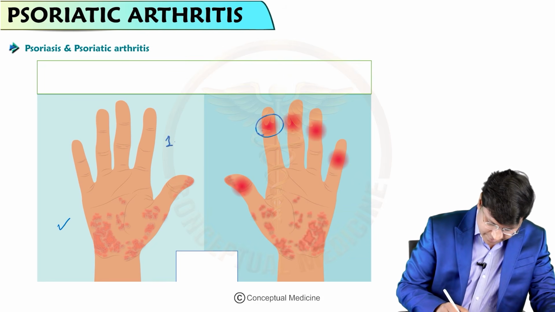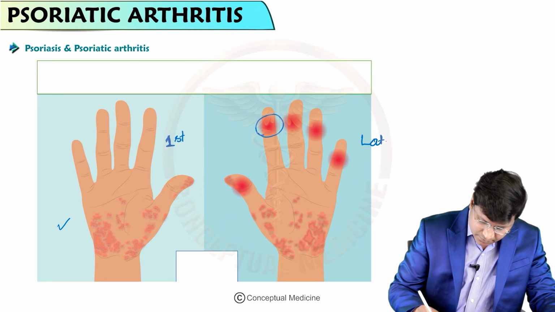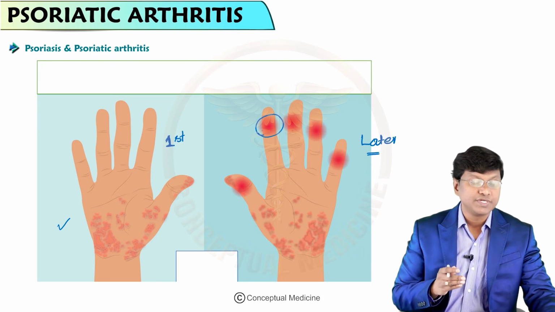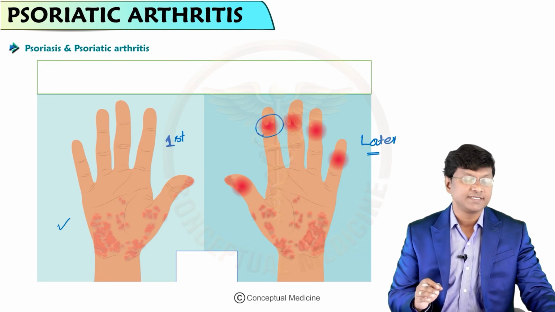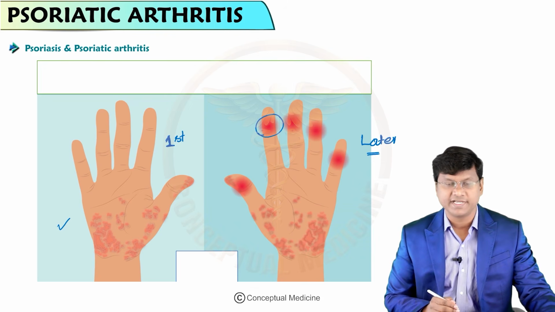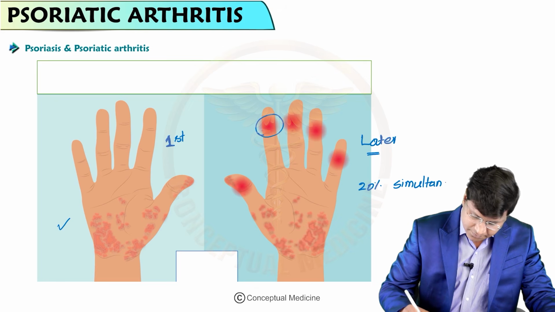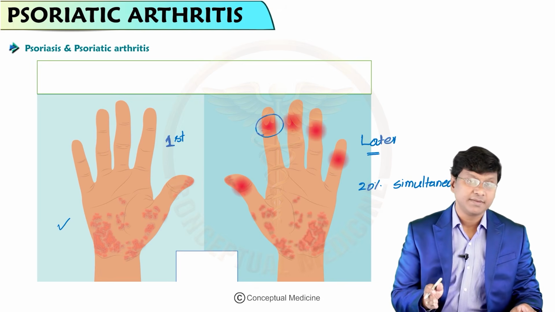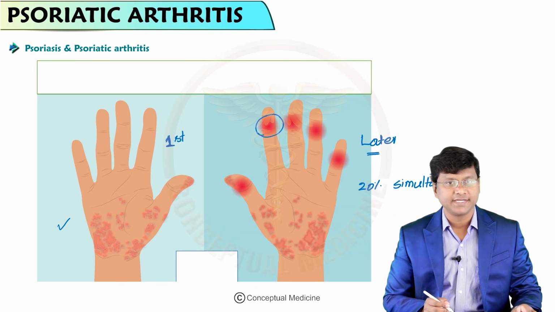So this will be the first. Which one? The psoriasis will be the first. And later you have the development of psoriatic arthritis. So psoriasis usually precedes the onset of the arthritis, or occurs simultaneously with the skin disease in approximately 20% of cases, right? In the remaining 80%, the psoriasis will appear first, and then it is followed by the development of psoriatic arthritis.